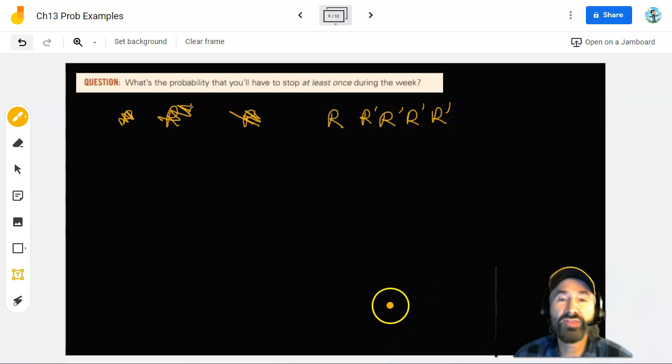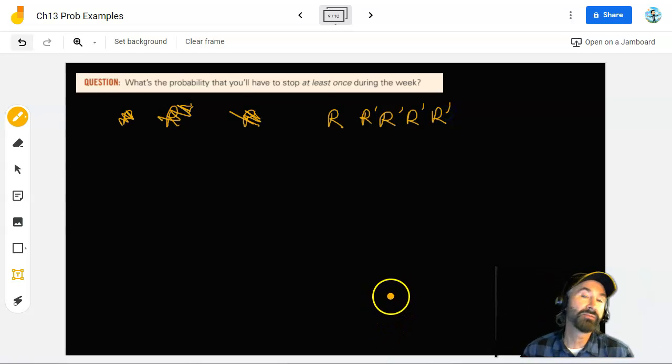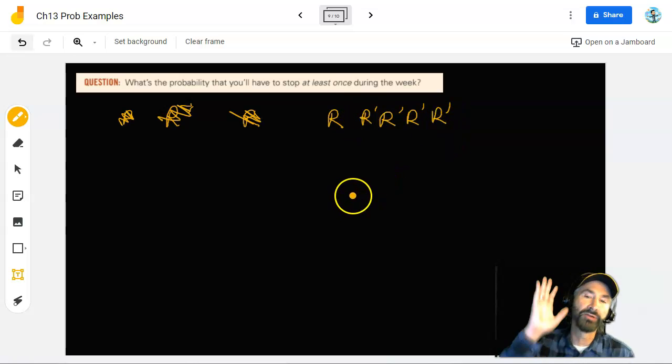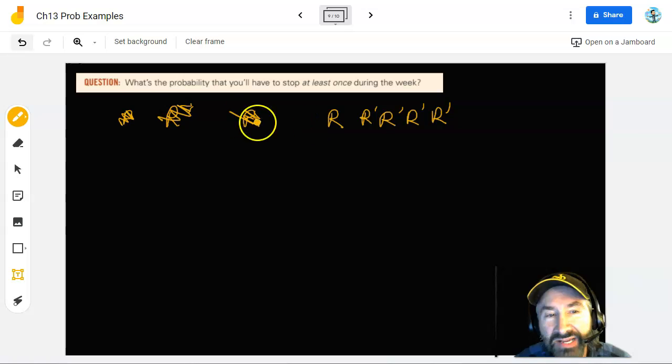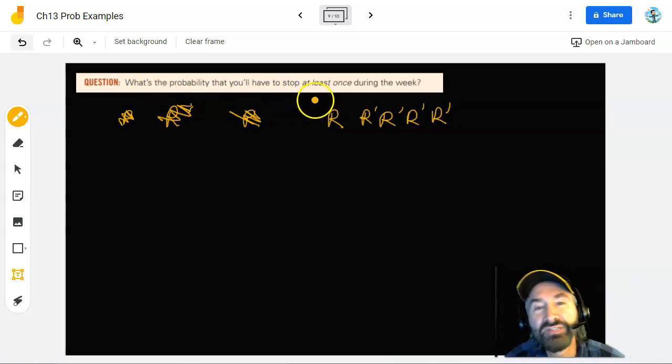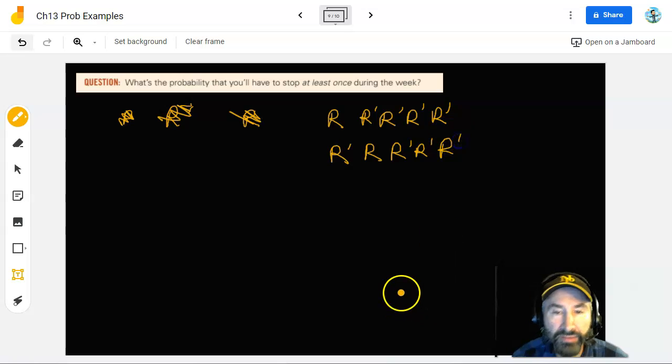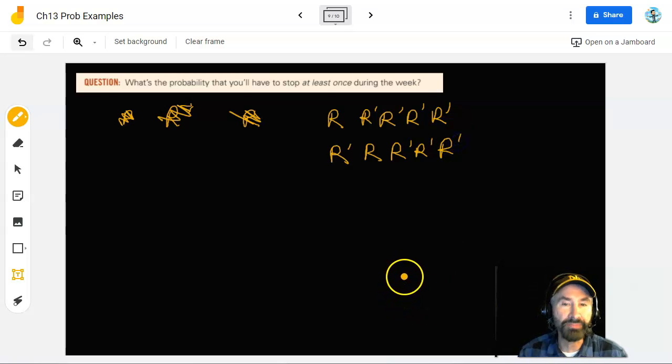One might pat themselves on the back and be rather pleased with themselves and say, well, it's simply going to be the probability of red, which I think is 0.61, times 0.39 to the fourth power. Done, right? Wrong. Because all it says is what's the probability you have to stop at least once during the week. So the truth is maybe you don't stop until Tuesday. So no red on Monday, and then red on Tuesday, and then no red, and no red, and no red. That's another way that this could happen.